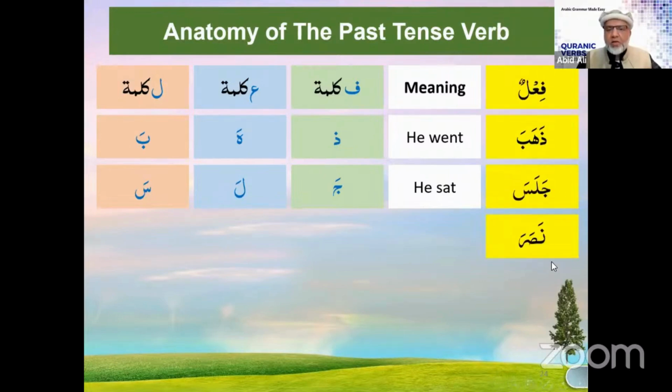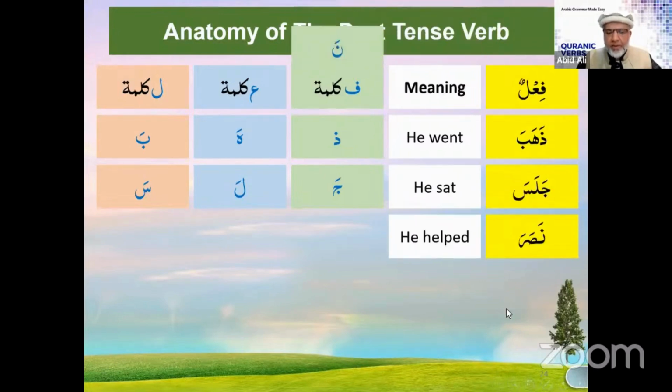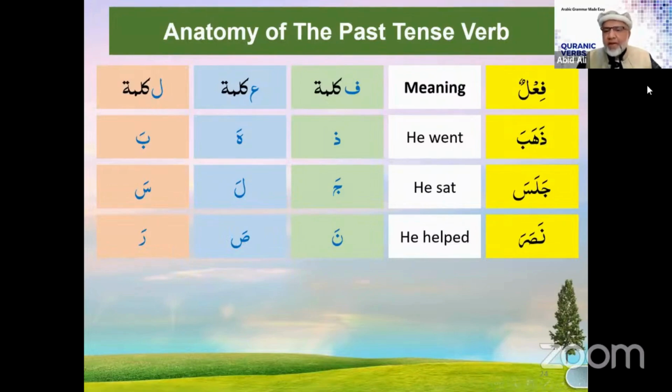The next one is nasara. He helped. Noon is the fa kalima. Saad is the ain kalima. And the ra is the lam kalima. Yes. So if I give you the pattern fa'ala, and then I say make zahaba out of fa'ala, you know exactly how to make it. Yes. Similarly, sami'a. Now you would say that, okay, this is sami'a and not sama'a. We will talk about it, hold that thought.